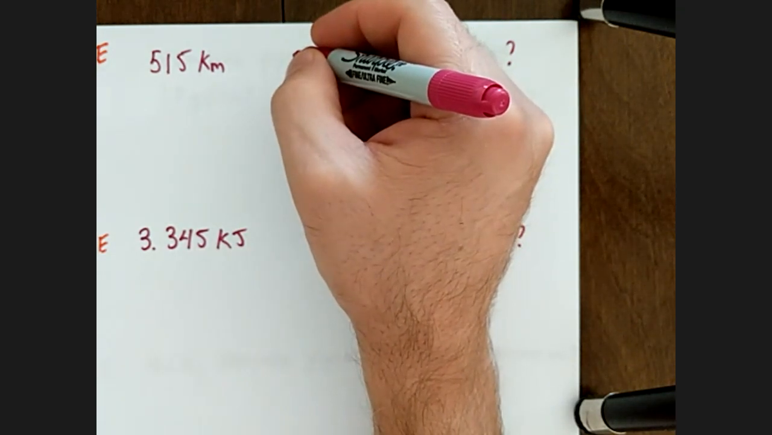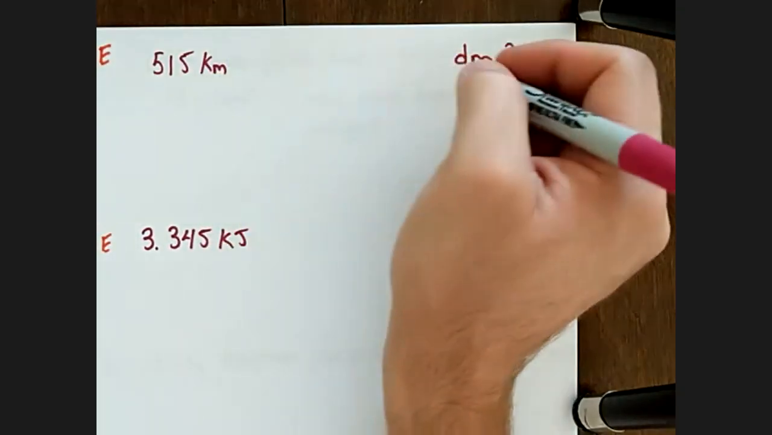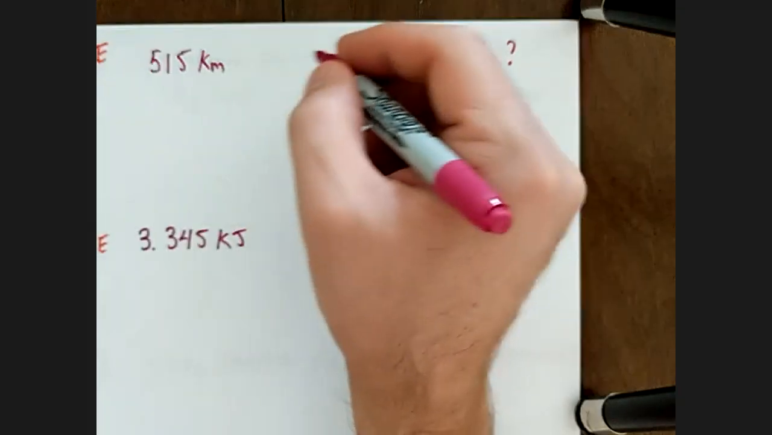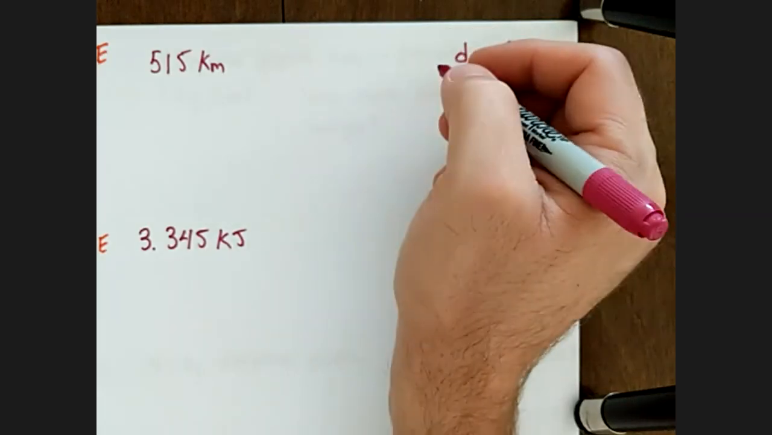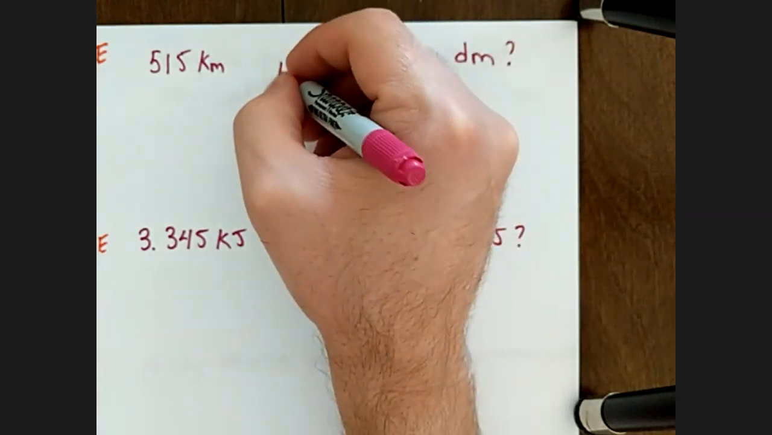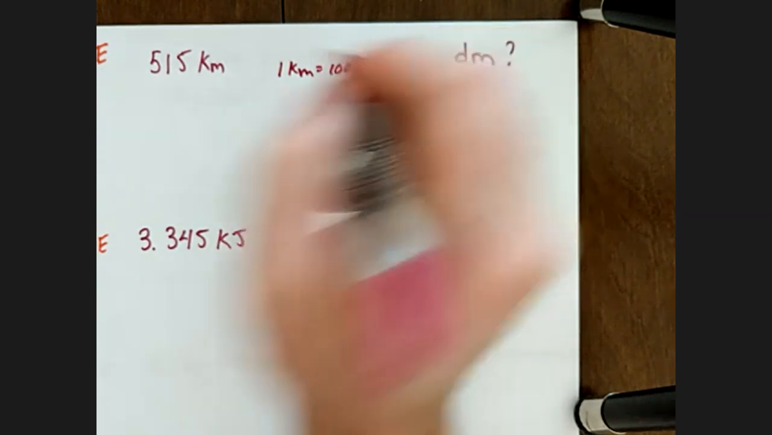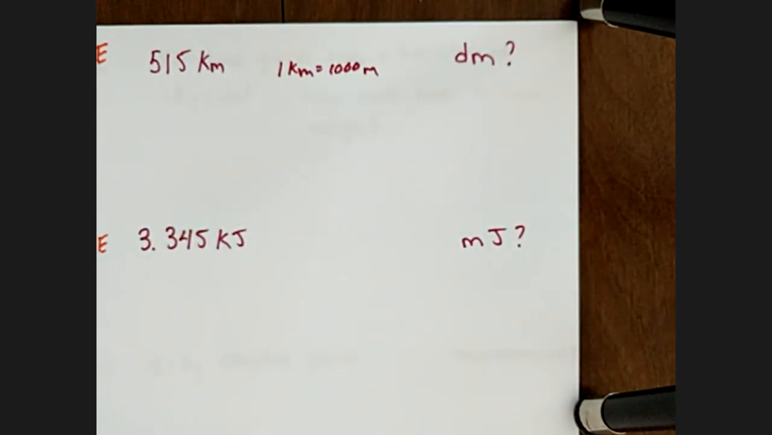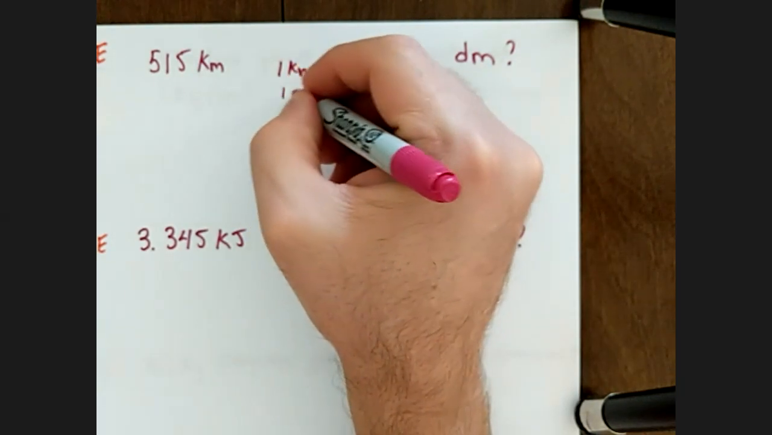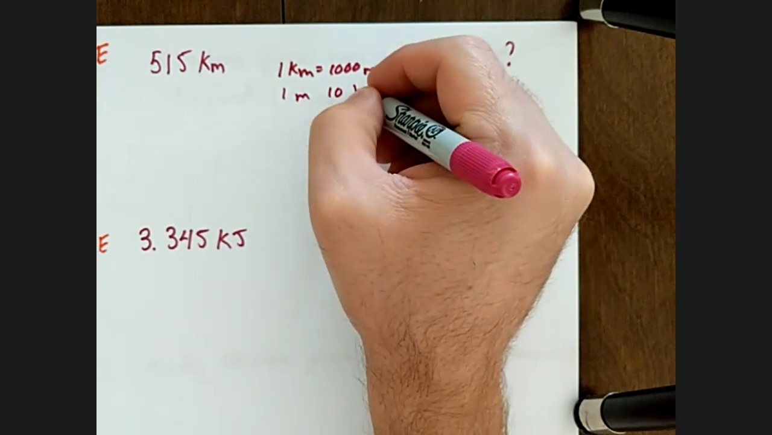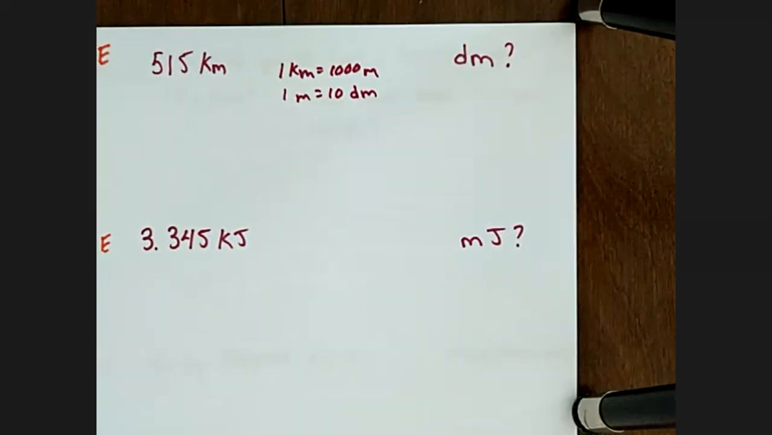Now, we probably don't have memorized a direct conversion of kilometers to decimeters. So you might go kilometers to meters and then meters to decimeters. So we know that in 1 kilometer, there is 1,000 meters, right? And then we know in 1 meter, there are 10 decimeters. Okay, so these might be your units that you would have memorized. So the question then becomes, how do we put these together?